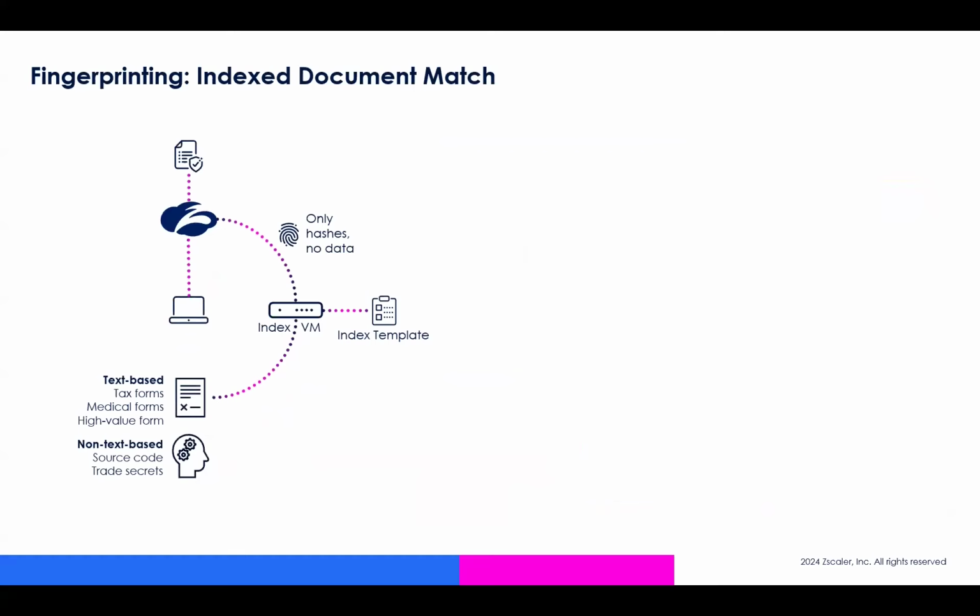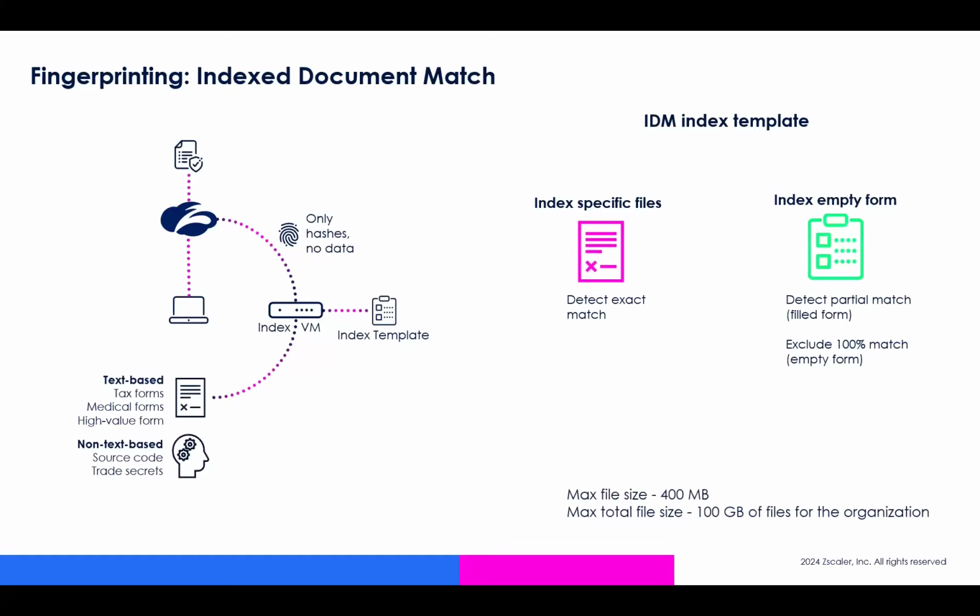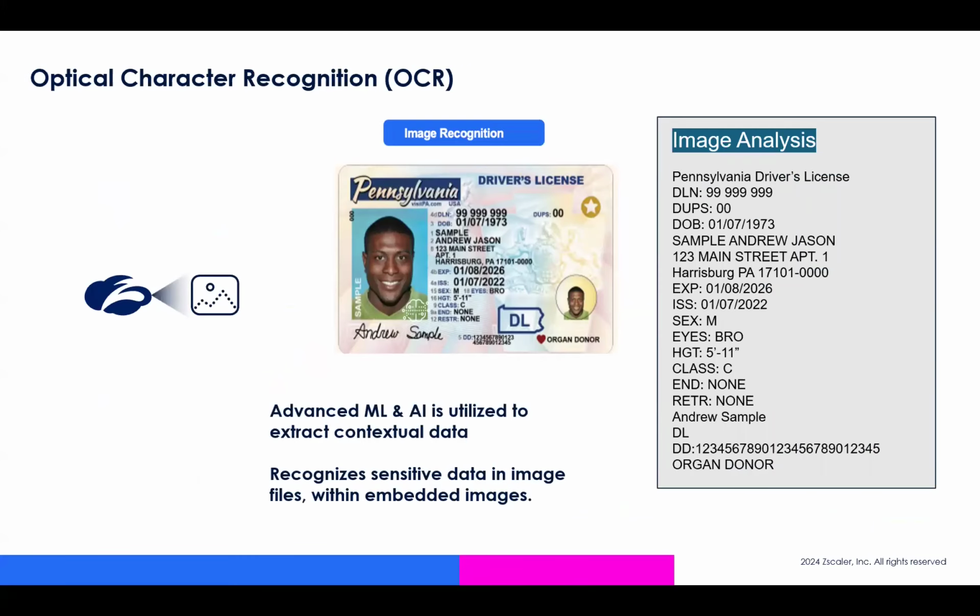Index document matching works with a similar concept, only taking documents in specific formats to build the index templates. This can index either specific files and detect an exact match to that file, or empty forms, detecting partial matches from a filled form and excluding 100% matches, which would only be empty forms. Note that there is a max file size for index document matching. Finally, Zscaler DLP policy supports optical character recognition, using advanced MLAI to extract text data from an image.